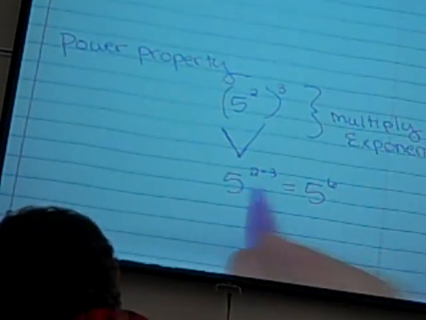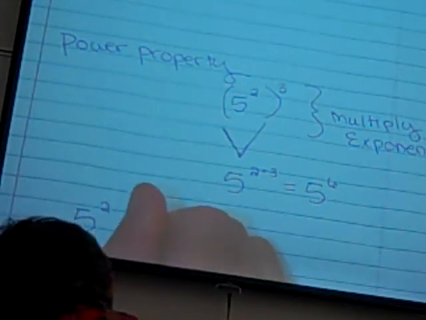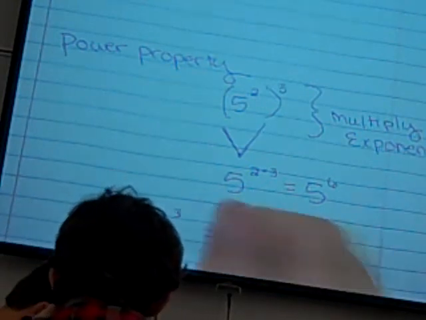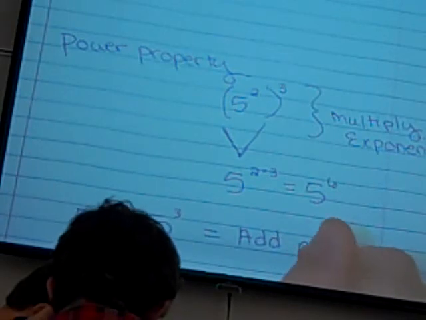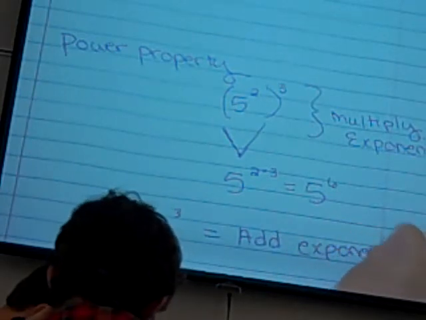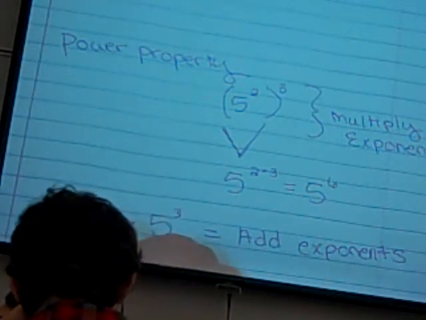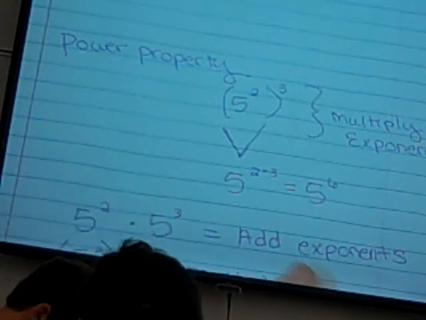But remember, if it was listed like this, 5 to the power of 2 times 5 to the power of 3, what do I do with the exponents there? I added the exponents. If I have it like this though, then I multiply the exponents.